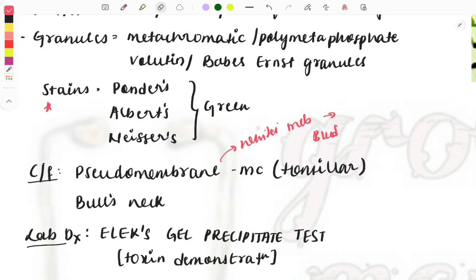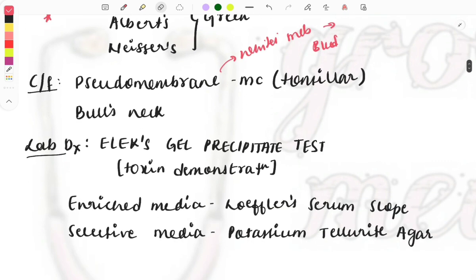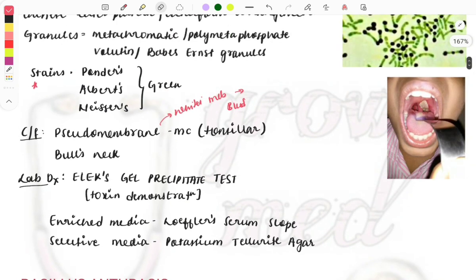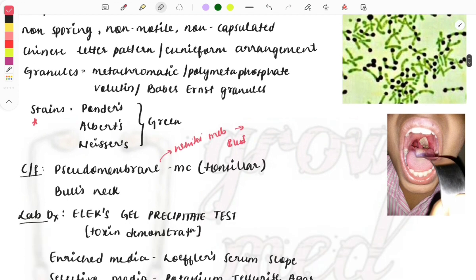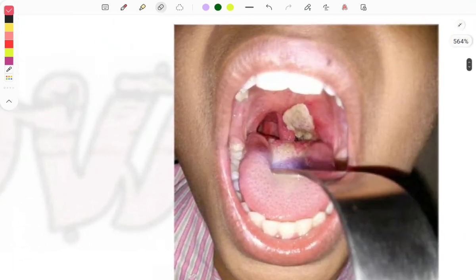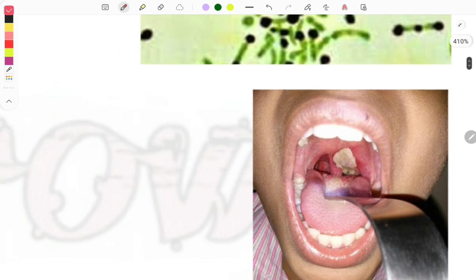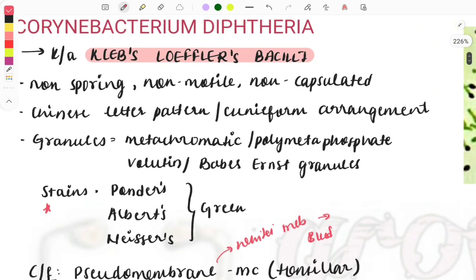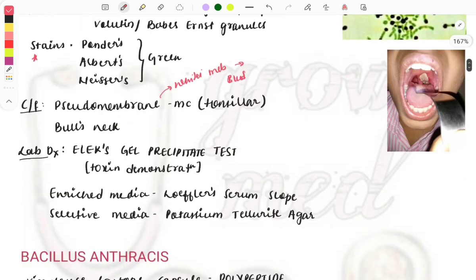And another important presentation is the bull's neck. That means the neck will be swollen so much, and image-based questions have been given on this bull's neck. So these are the things which you must remember from Corynebacterium. And this one is the image. So you can see here, a whitish membrane seen. So remember this image, and if this image is seen and these things are described in the question, and in the options diphtheria is there, then mark the answer as diphtheria.